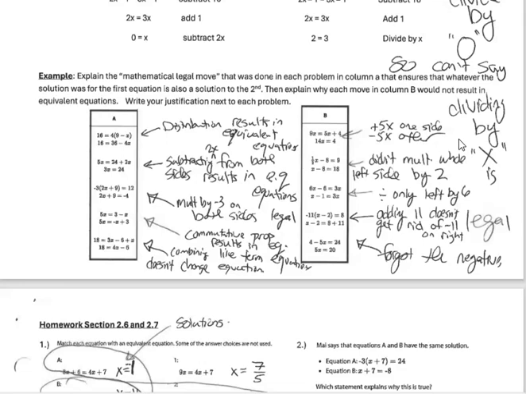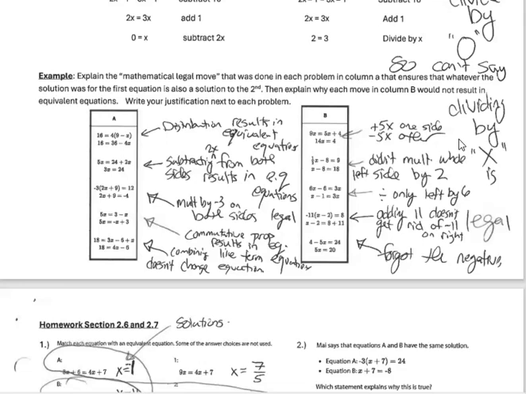Now in column B, these are all things that they did that do not result in equivalent equations. For example, in the first one in B, they added 5x on one side, but they subtracted it on the other. They did different things to different sides. You can read through the rest of these. Like I said, on the second one, they didn't multiply the left side by 2.